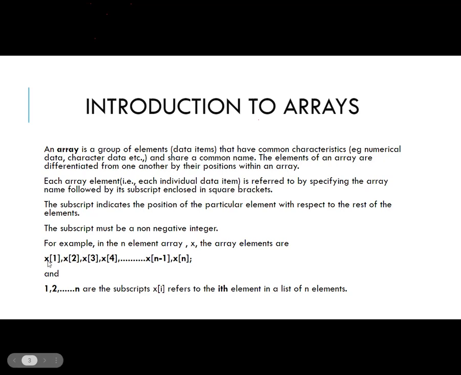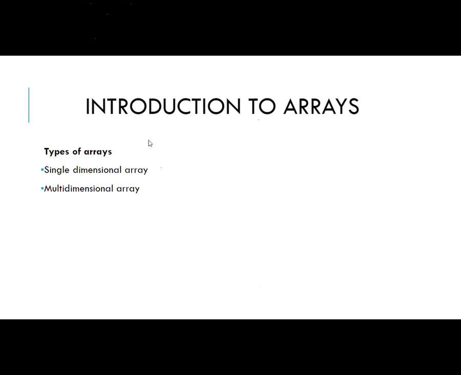That means x of 1 will give you the first element in the array x. This will give you the second element in the array x. This will give you the third element, fourth element, up to the nth element. The value which you write in the square bracket is the subscript value, and this is how you write the position of that element by using a subscript. As I told you, you have two types of arrays, single-dimensional and multi-dimensional. In multi-dimensional, you could have two-dimensional arrays, three-dimensional arrays, and so on.